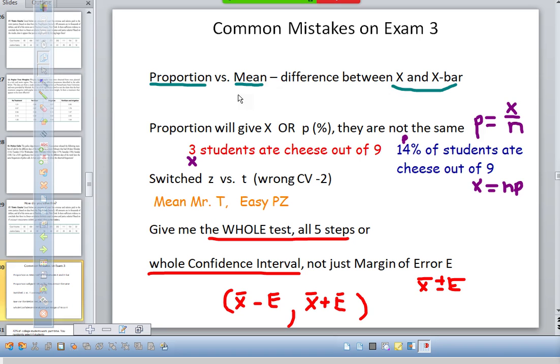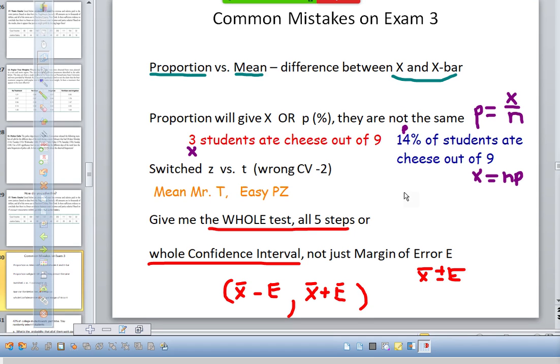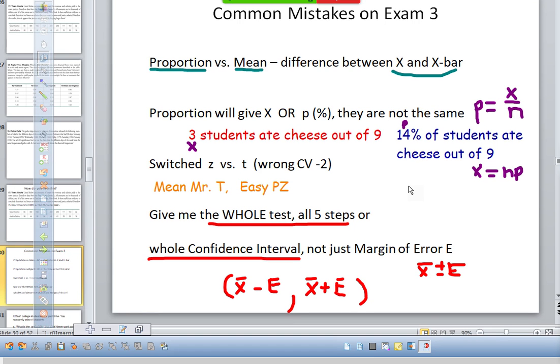And then I think a lot of times people didn't realize the difference between X and X bar. X bar is a mean, it's an average. X is either the frequency, your number of successes, or it's just one value. It's not a mean. But you've got to know how to tell these apart. Again, if it says mean or average and has a standard deviation, it's a mean. Otherwise, it's probably a proportion, at least in terms of chapters 7, 8, 9.